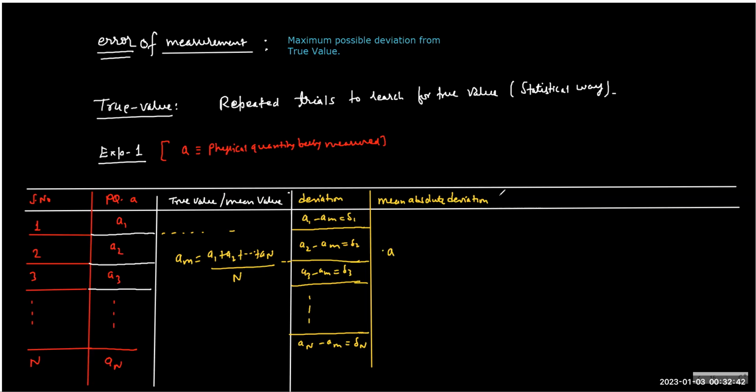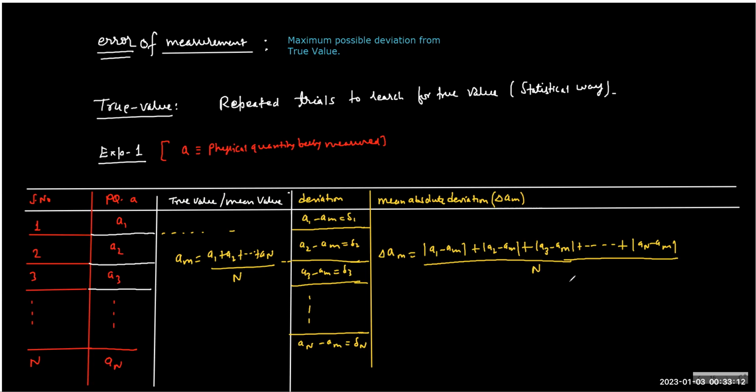And how do we represent it? The symbol is delta AM, and we represent it as the mod of every term. Because we are only interested in the deviation, not the sign actually. Once you take the mod, you make sure that every term is positive, and then you check the average of this positive. This is called the average of deviation.